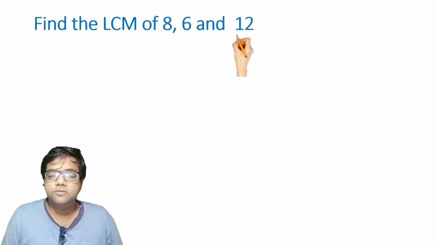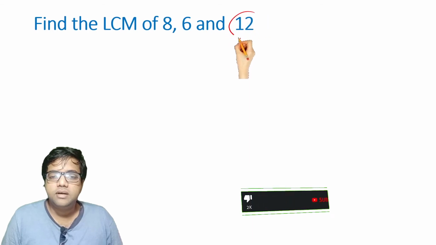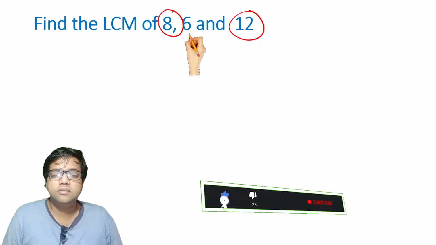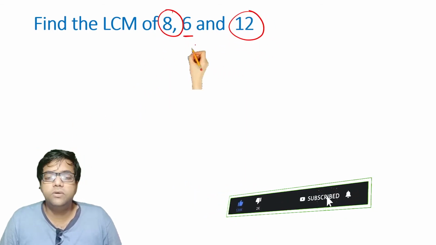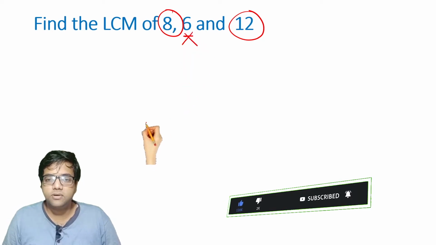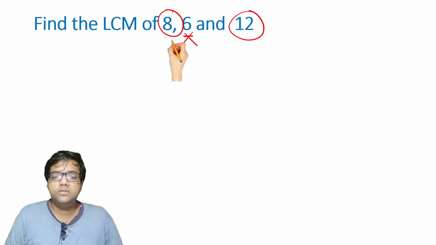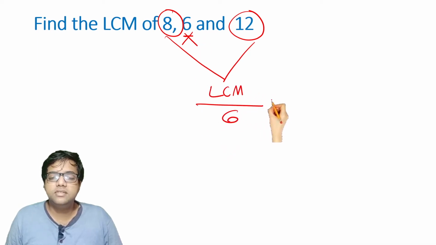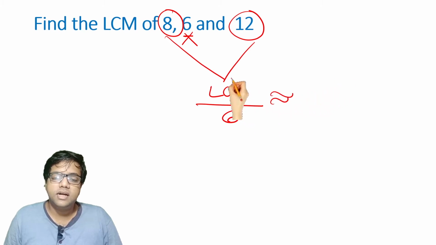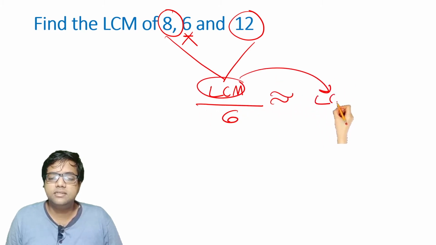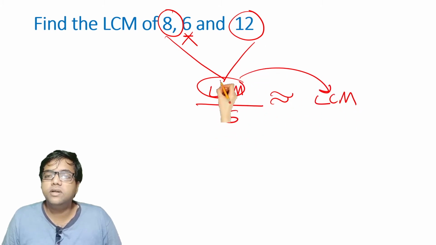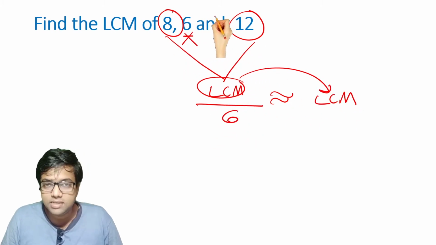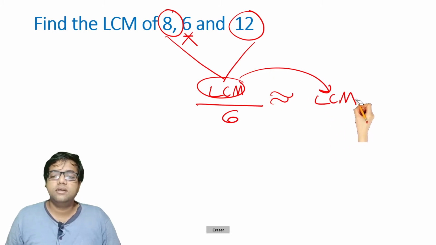If you are supposed to find the LCM of 3 numbers, pick up the 2 larger numbers and leave out the least number. Don't consider it for now. Find the LCM of these 2 numbers and try to divide it by the least number. If it is divisible, then the found LCM is going to be the LCM of all 3 numbers as well. Okay, so let's do that.